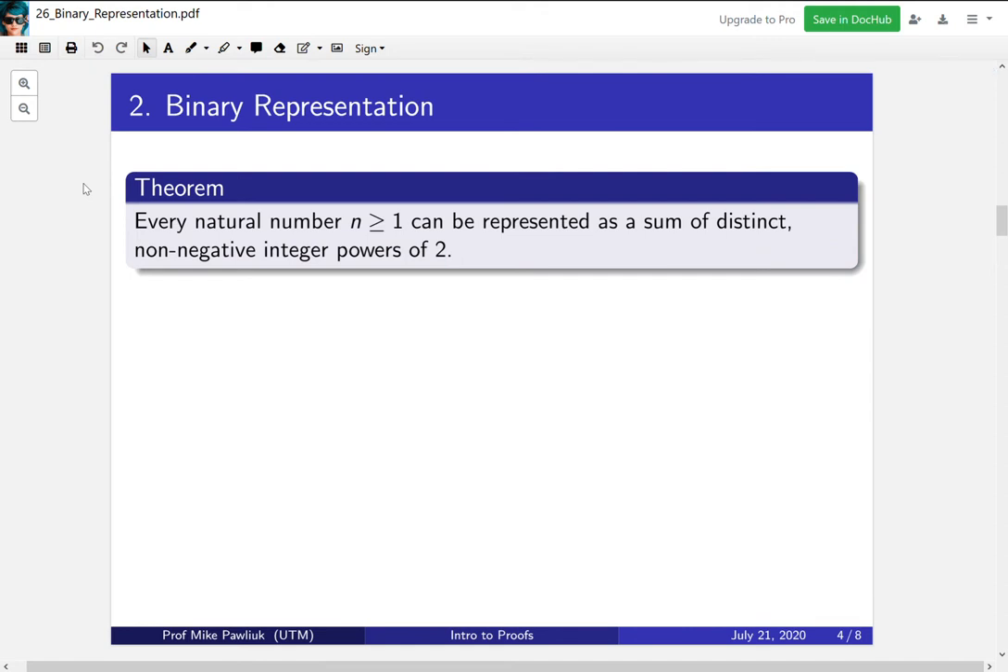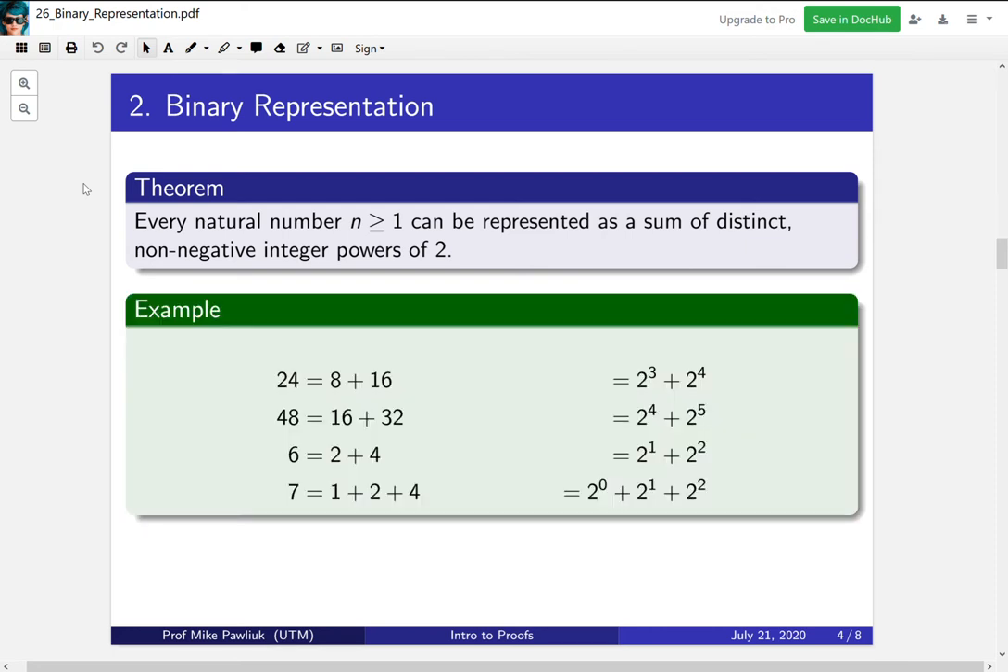Every natural number n greater or equal to 1 can be represented as a sum of distinct, non-negative integer powers of 2. Let's see some examples of this. 24 we can write as 8 plus 16, which is 2 to the 3 plus 2 to the 4. 48 can be written as 2 to the 4 plus 2 to the 5. And 6 and 7 can be written in this way as well.